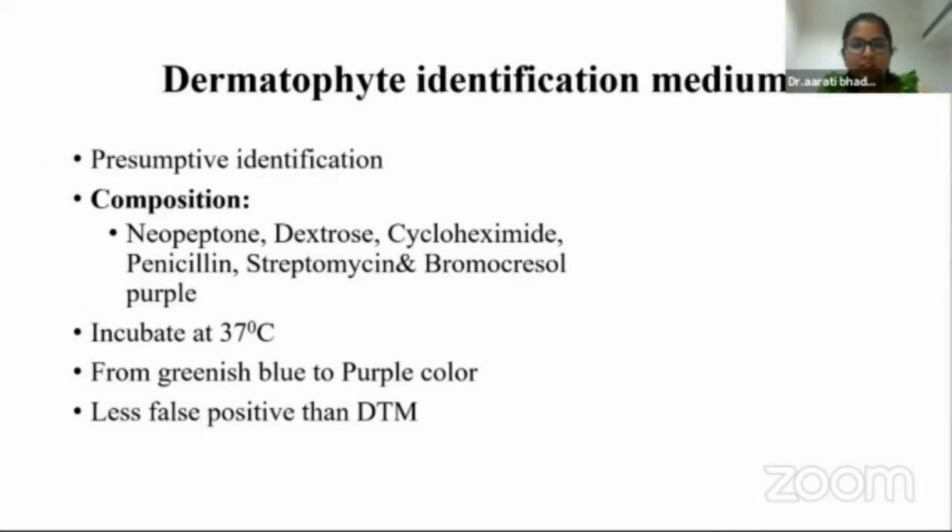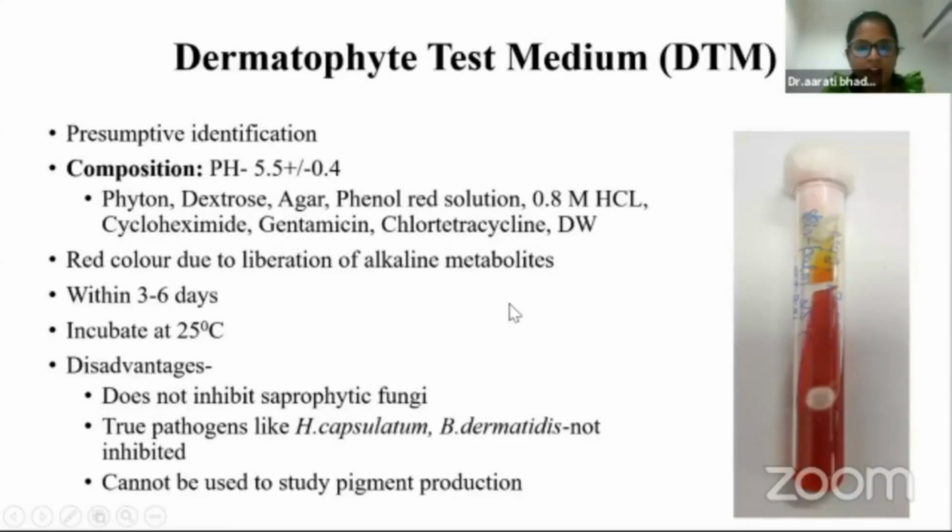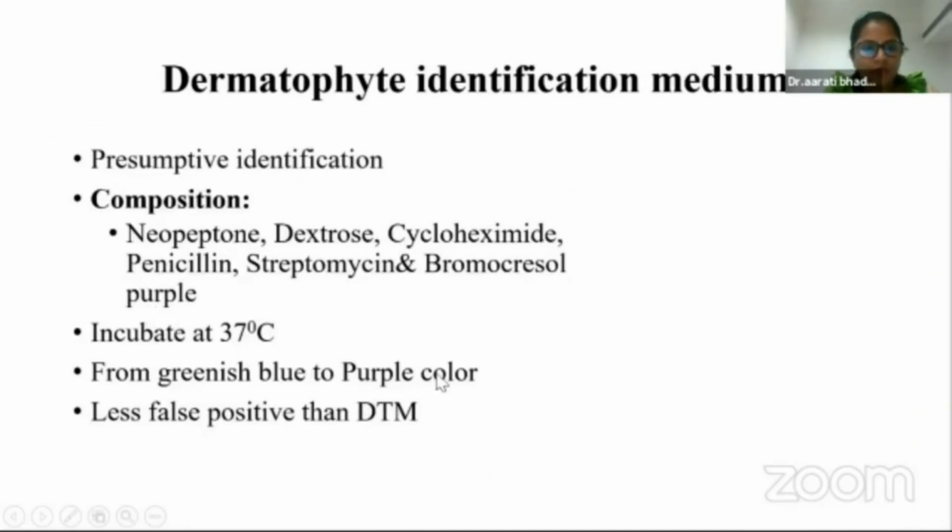Next is dermatophyte identification medium. This also can be used for the presumptive identification of dermatophytes. The composition here is that the indicator is bromocresol purple, but in dermatophyte test medium the indicator was phenol red. So when the test is positive, it will change from greenish blue to purple color.